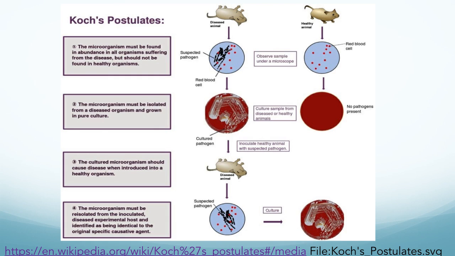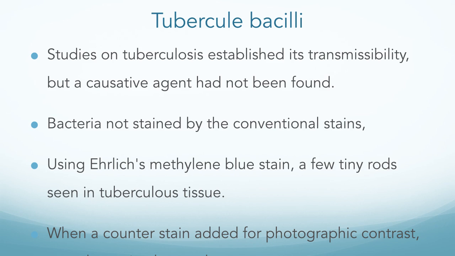So these are the postulates, and from these postulates Robert Koch established that a specific organism is responsible for a specific disease in animals or humans. After studies on the anthrax organism, Robert Koch started studies on tuberculosis because in Europe, tuberculosis was responsible for 1 out of 7 deaths.